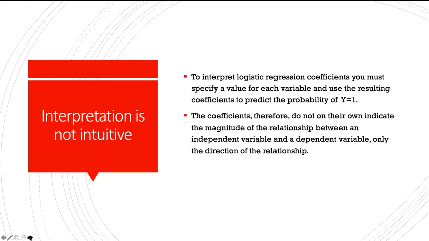All right, so the interpretation of a logistic regression model is not intuitive, especially when you're looking at logistic regression coefficients. In order to interpret them, you have to specify a value for each variable and use the resulting coefficients to predict the probability of y being 1. The coefficients, therefore, do not on their own indicate the magnitude of the relationship between an independent variable and the dependent variable, only the direction of the relationship. So they're not going to be giving you a whole lot of information.